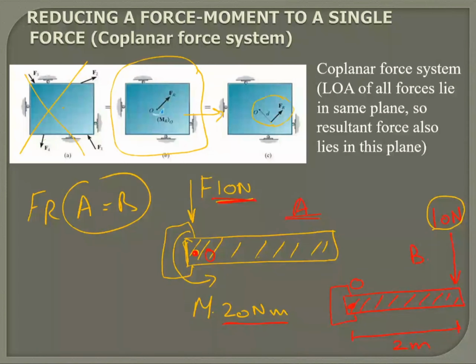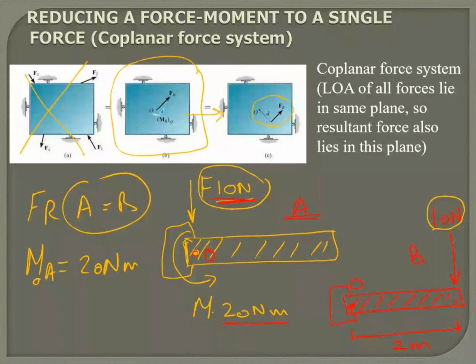Okay, let's now look at scenario A and the moment applied at point O. The 10 Newton force does not create any moment because the line of action passes through the point O. So the net moment for scenario A at O would be 20 Newton meter. Am I right? Yes, sir.